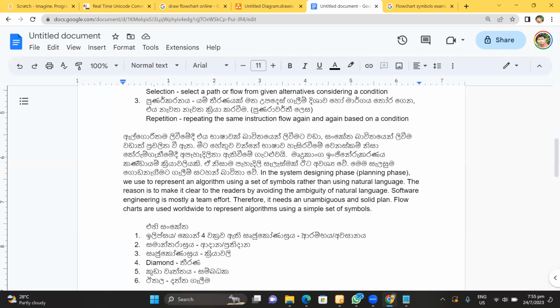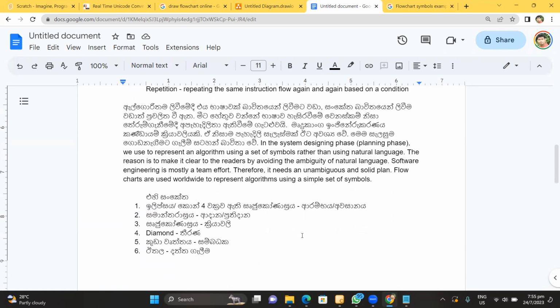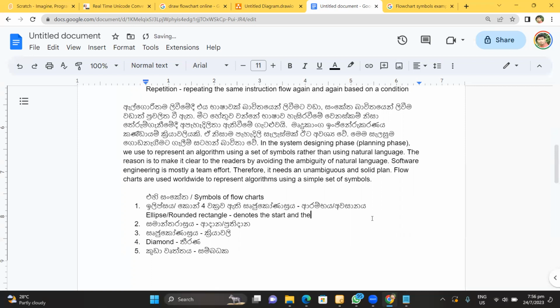Okay, I hope that you have written the first part. Let's move to the second part. And also, please note down the symbols. There are different symbols in different places, but simply all of them use the same set of symbols. So, the first thing is the ellipse or rounded rectangle. It denotes the start and the end.